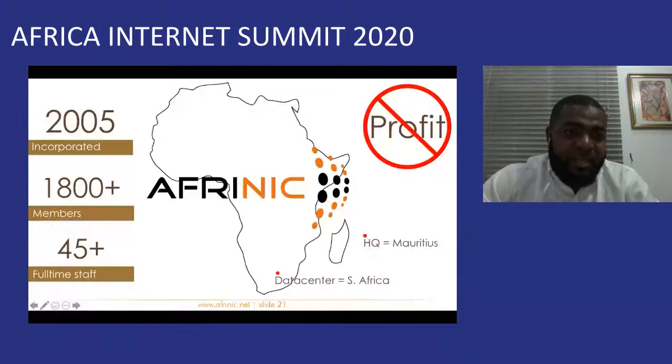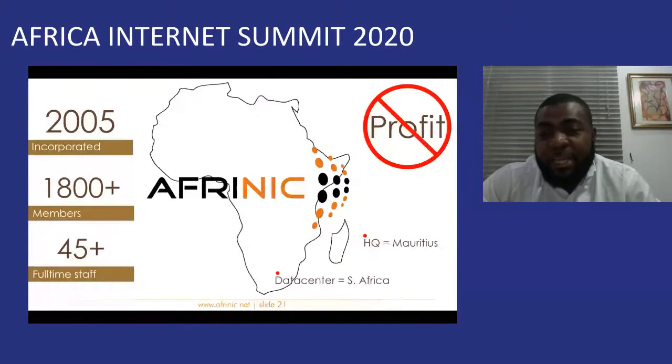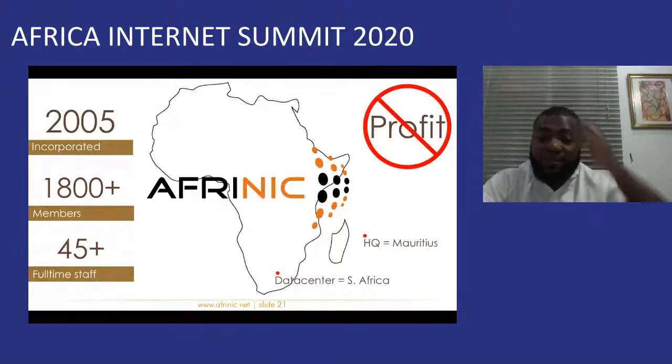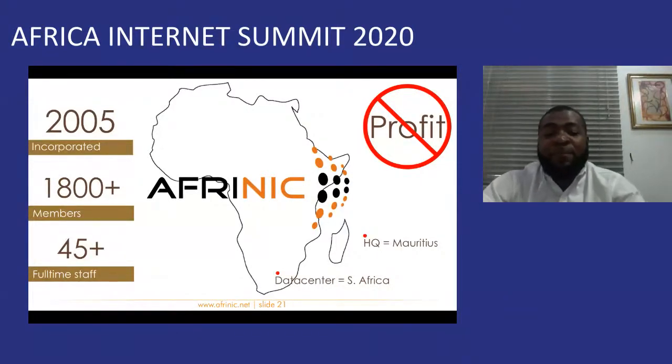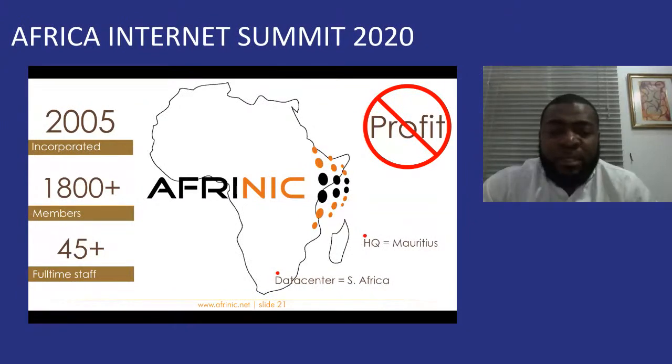AFRINIC was created in 2005. It's a non-profit organization. We have more than 1,800 members. Full-time staff, we are over 45. The HQ is in Mauritius, and we have our main data center in South Africa. Our IT department is working right now to create more data centers in the east of Africa, and also in the west of Africa, and in the north as well. So we are working to ensure that we are available in each region.